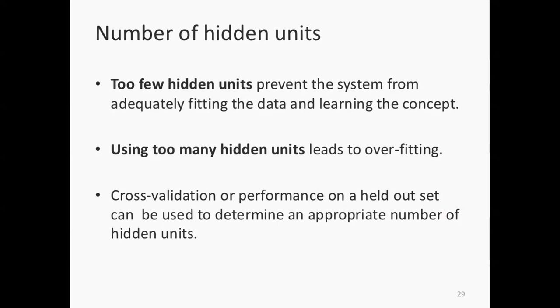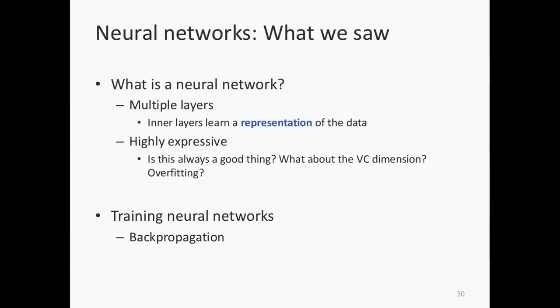Okay, I'll start wrapping up. In these last 3 lectures, we saw what neural networks were. And one intellectually satisfying way to think about neural networks is that they are functions that learn representations of data so that subsequent layers can adequately represent a concept. Because of this, they are highly expressive, and you have to think about whether high expressiveness is always a good thing, because extremely expressive functions also tend to overfit.